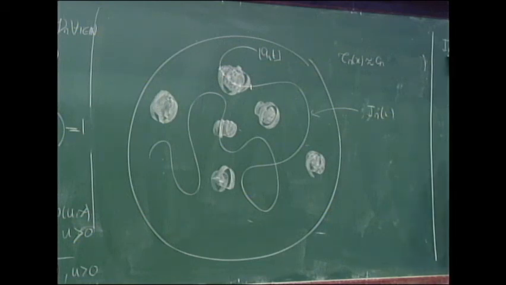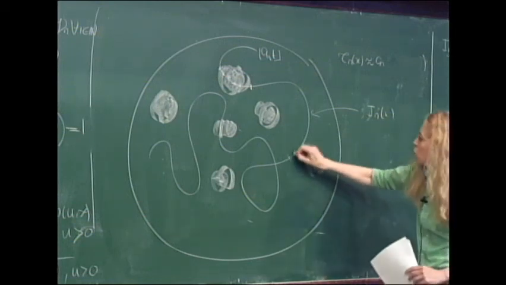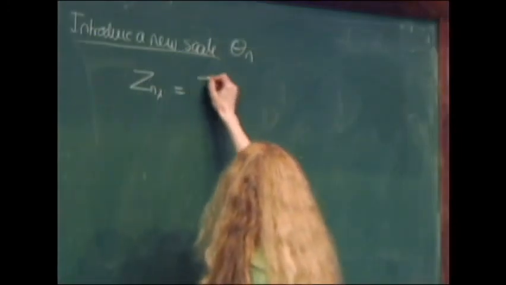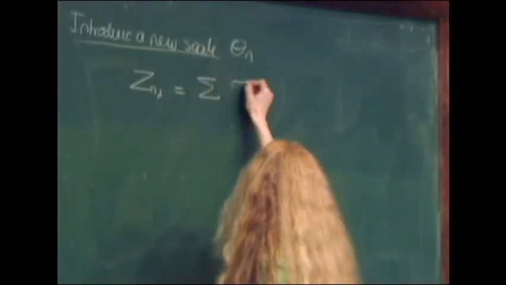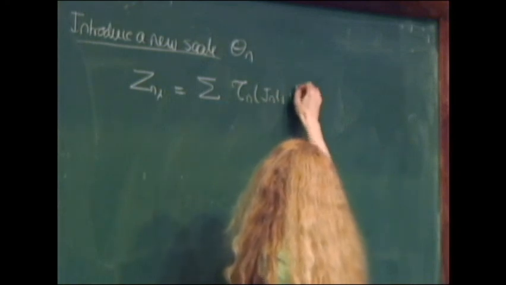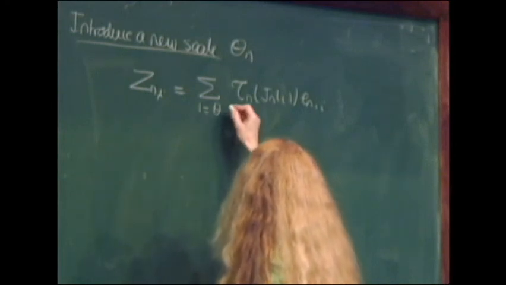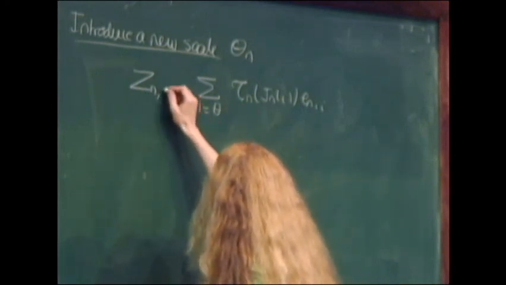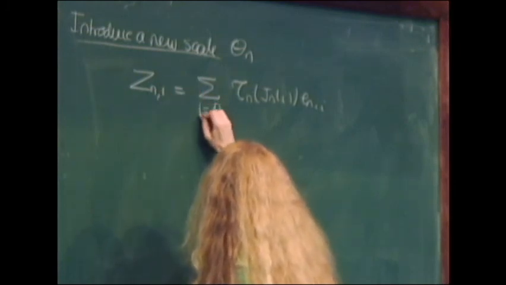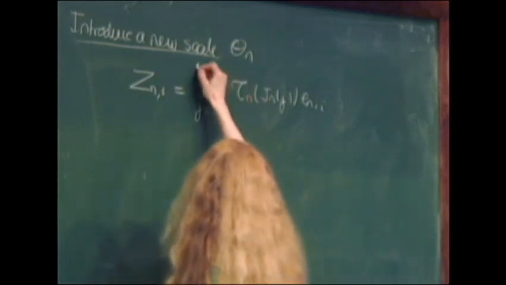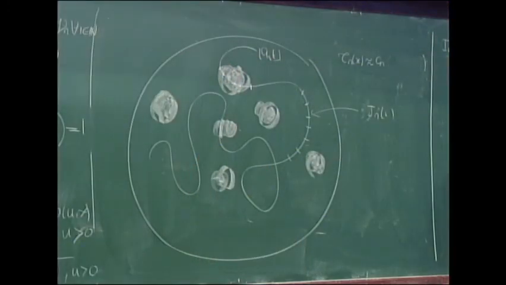Let me call it beta n. I will use it to split my path into blocks of length theta n. And I will define Z_n,i to be the sum of the taus times c_n,i inside each block. So this will be block Z_n,i, and this will be a sum from j equals theta i to theta (i plus 1) minus 1.